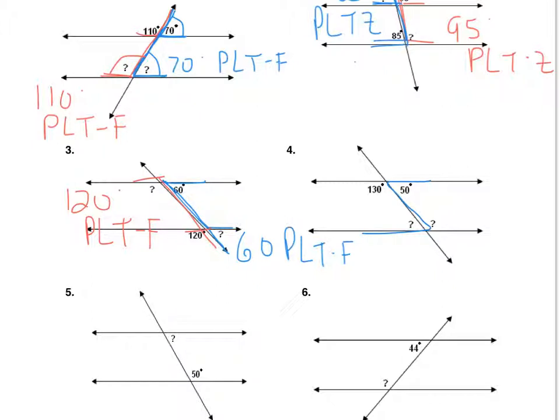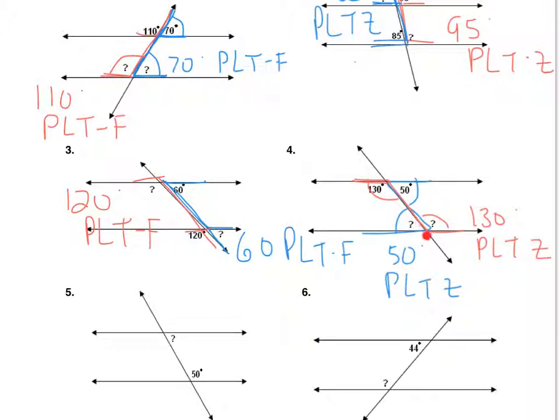The Z works. I have 50, which is trapped with a Z, and I have this question mark, which is trapped with a Z. So that question mark is the same thing as the 50, and I use PLTZ. The other angle, I can do a backward Z, and I know that this question mark is equal to 130 because both of those angles are trapped when I drew that Z. So this question mark is 130 because of PLTZ.